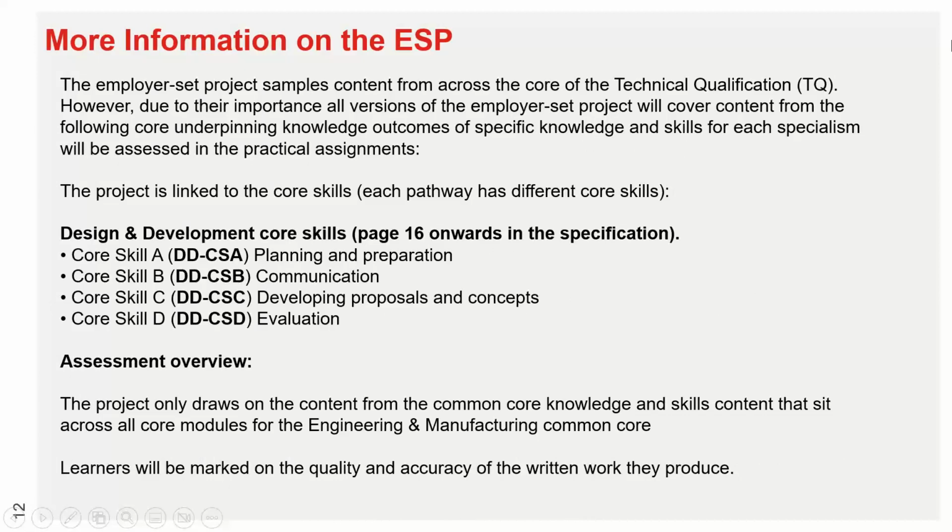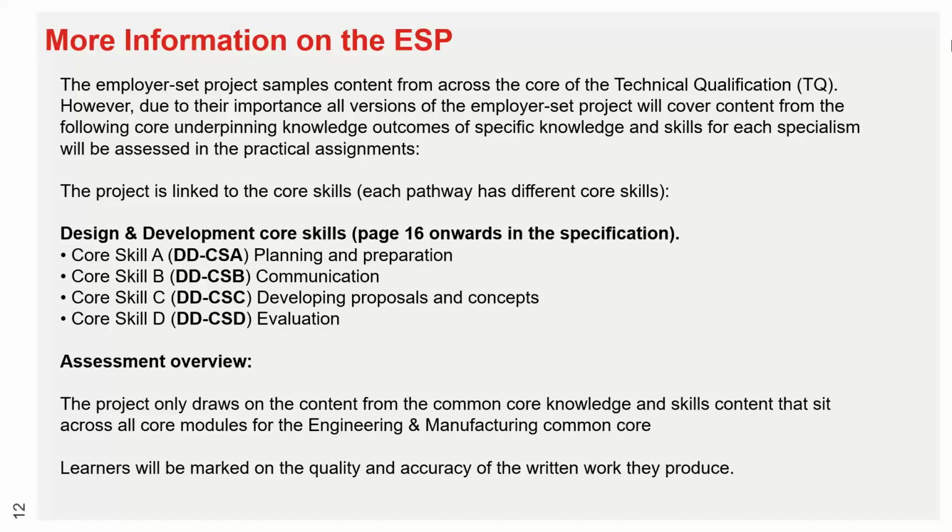The employer set project for design and development is linked to the set of core skills, and Sam's very kindly put them on page 16 in the specification. She's indicated where they are. So core skill A for design and development is planning and preparation. Core skill B is communication. Core skill C is developing proposals and concepts, and core skill D is evaluation.